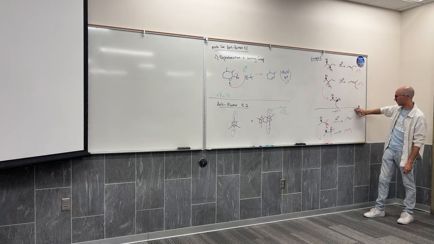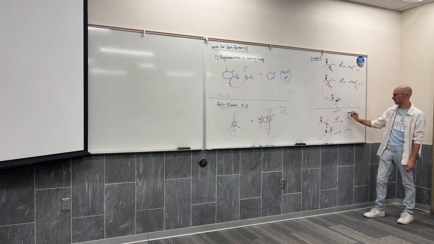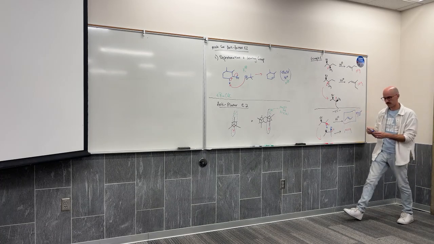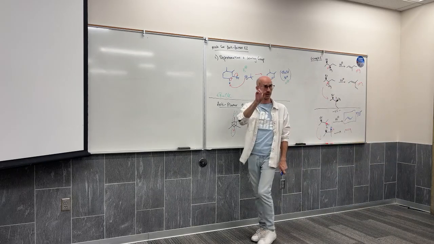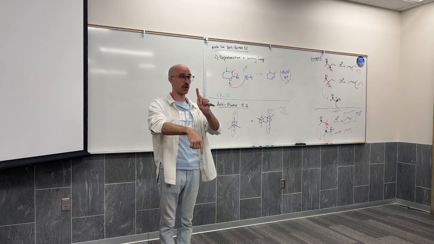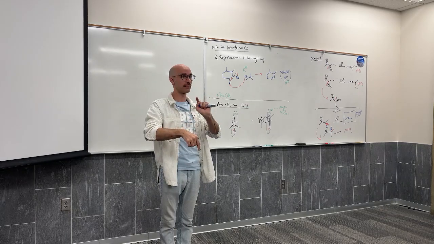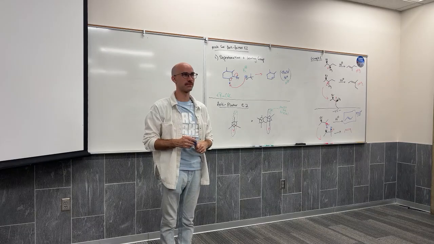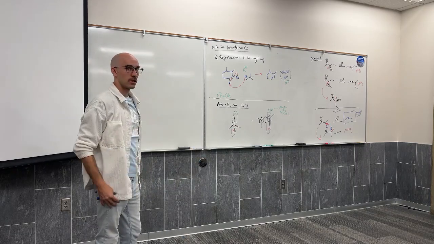But now my color scheme is really off. Does that help? Yeah. There are two hydrogens. Only one is anti to the bromine at any given time. They're always opposite. Questions?